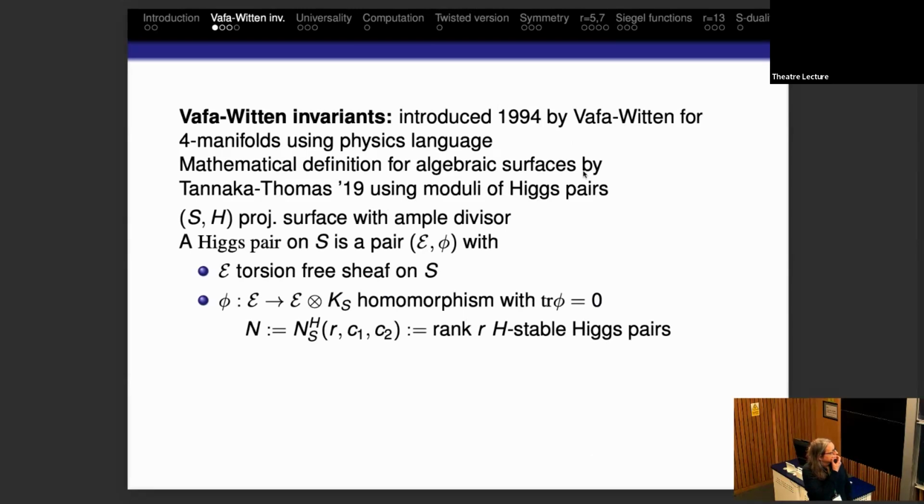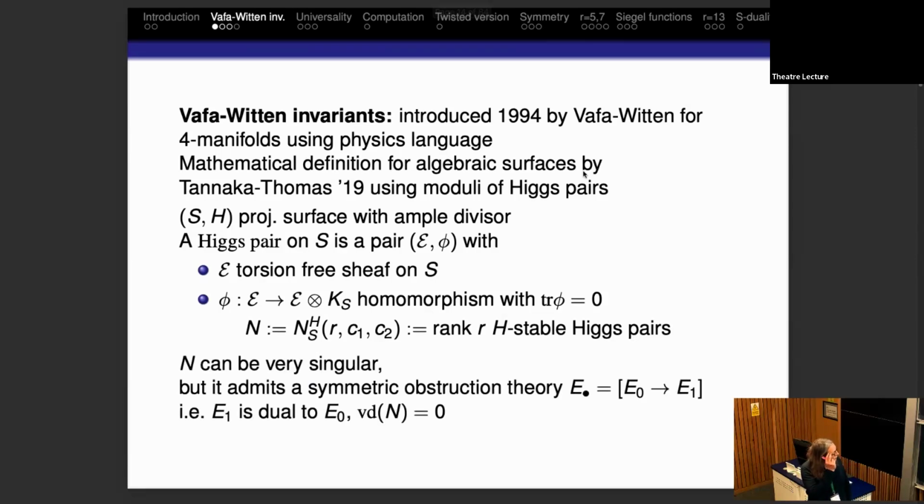So we have a projective surface with an ample divisor. A Higgs pair on S will be a pair of a torsion-free sheaf on the surface and a homomorphism from the sheaf to the sheaf tensor K_S, so a twisted endomorphism of the sheaf, whose trace is 0. And there is a notion of stability, which is somehow the usual one. Essentially, it says that the kernel should be stable, and we have a moduli space of rank R stable Higgs pairs.